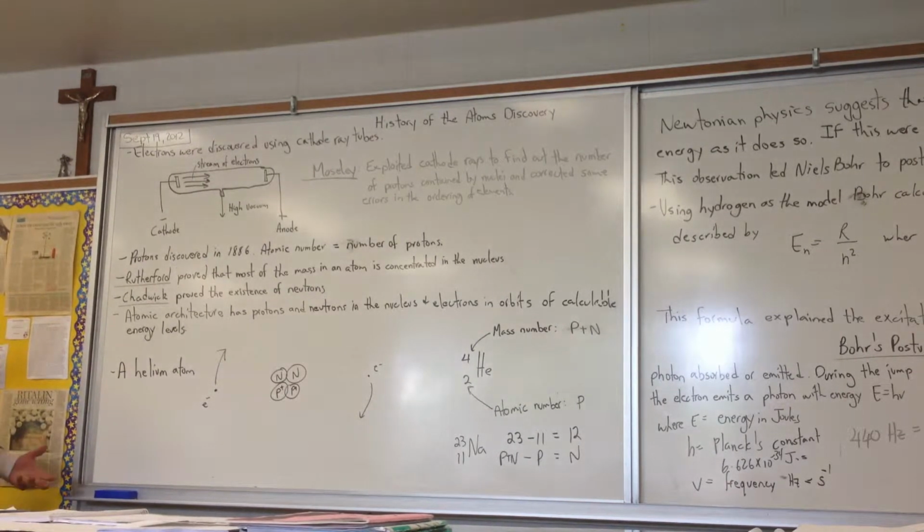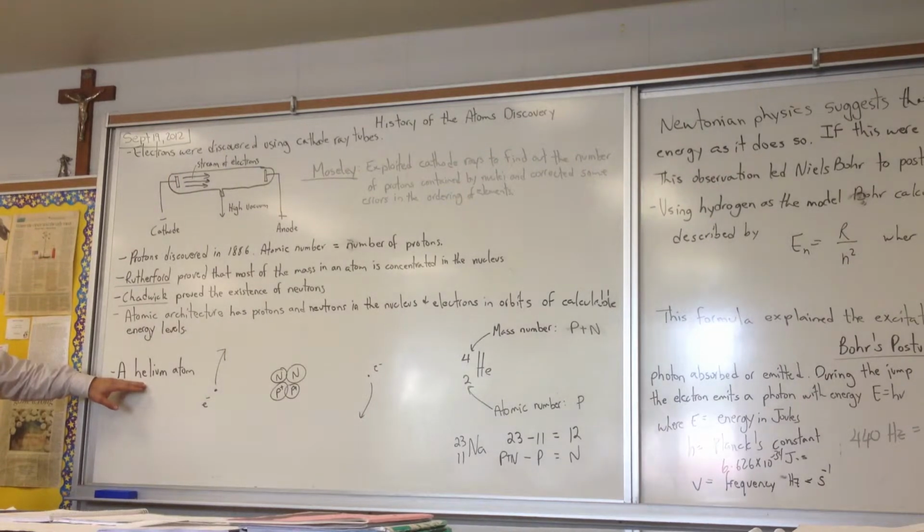So neutrons have no charge, but they have the same mass as a proton. And so at around the 1920s, the atomic architecture included protons and neutrons in the nucleus with electrons in orbits. And they were found to fit in certain orbitals, which we are going to discuss a little bit later. I just want to show what a typical helium atom was believed to look like around the 1920s.